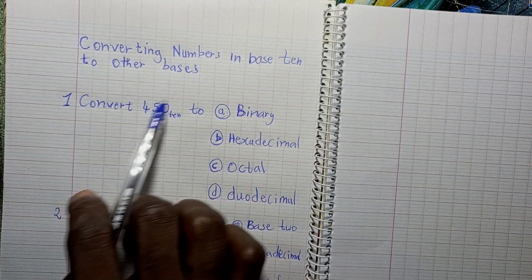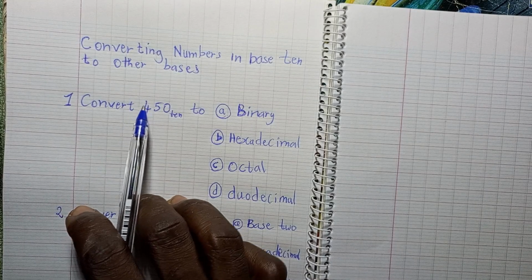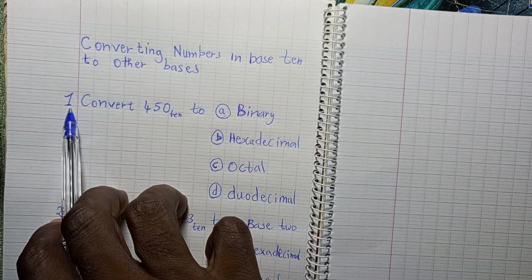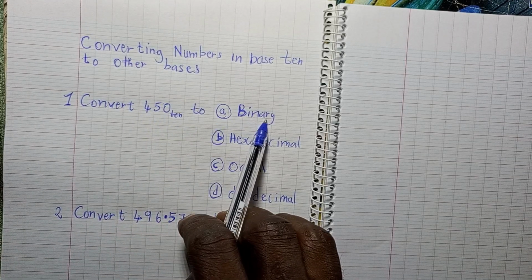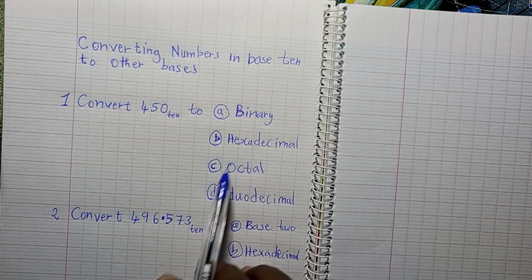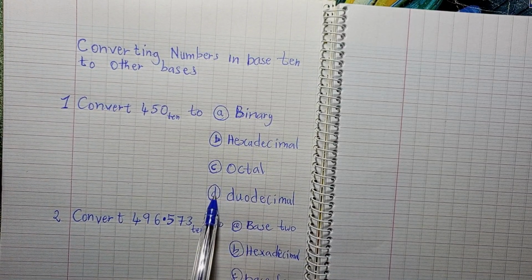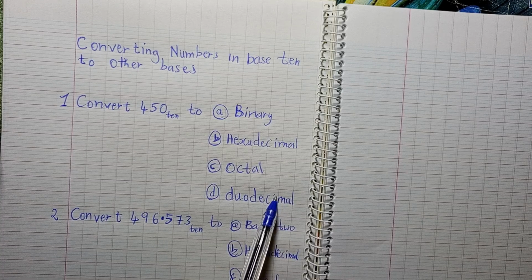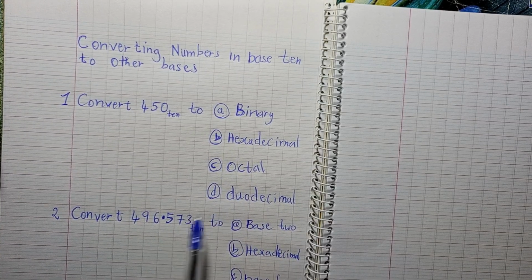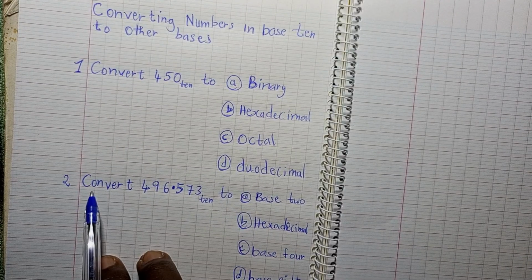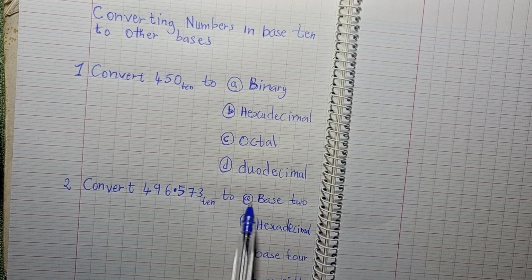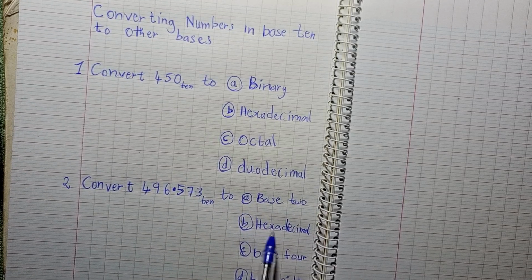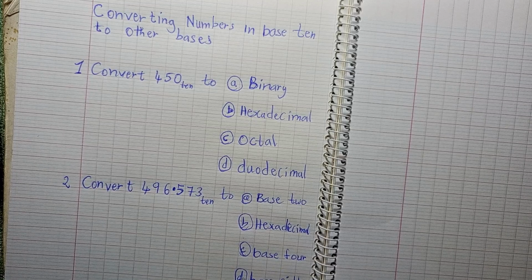So now we'll be considering this particular question under this topic, converting from base 10 to other bases. Now we'll consider this number 1. Convert 450 base 10 to A, binary; B, hexadecimal; C, octal; D, duodecimal. I'll explain further when we go into the calculations. And then for number 2, we have convert 496.573 base 10 to A, base 2; B, hexadecimal; C, base 4; and D, base 8.